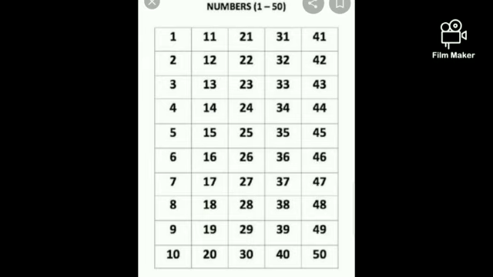Now counting 1 to 50. 1, 2, 3, 4, 5, 6, 7, 8, 9, 10, 11, 12, 13, 14, 15, 16, 17, 18, 19, 20, 21, 22, 23, 24, 25, 26, 27, 28, 29, 30, 31, 32, 33, 34, 35, 36, 37, 38, 39, 40, 41, 42, 43, 44, 45, 46, 47, 48, 49, 50.